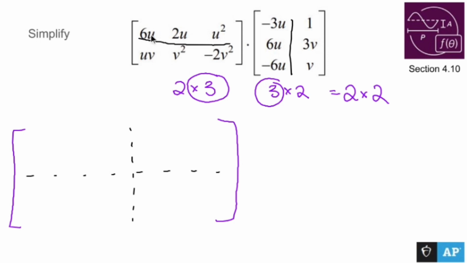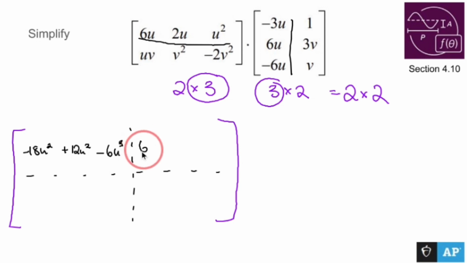So 6u times negative 3u is negative 18u squared plus 2u and 6u is 12u squared, so these do combine, plus u squared and negative 6u is going to be negative 6u cubed. So a little bit of combining is going to happen, so we're not done yet. We're not in the clear. All right. First row, second column.